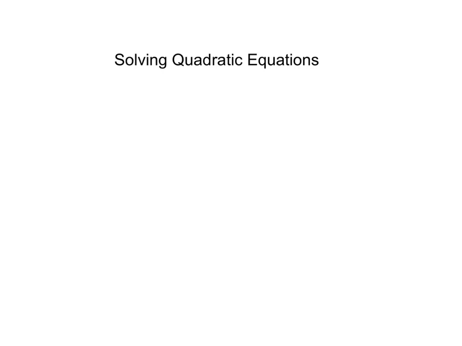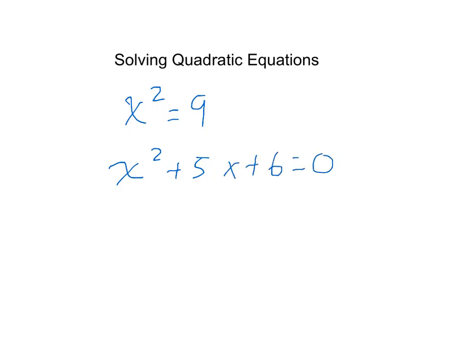In the last video, we were looking at how to solve quadratic equations. We looked at a number of different examples. For example, x squared equals 9, where we could take the square root of both sides. We looked at an example like x squared plus 5x plus 6 equals 0, where we could factor both sides. And we looked at an example like x squared plus 2x minus 1 equals 0, where we used completing the perfect square.